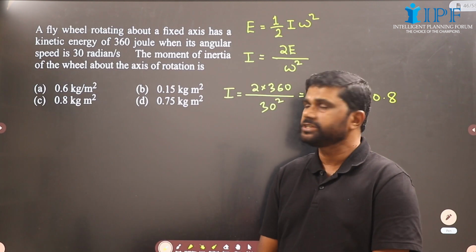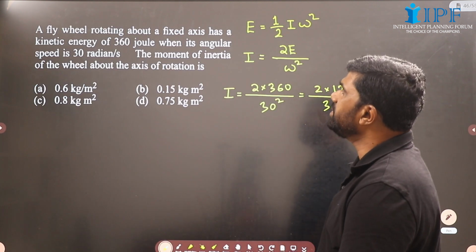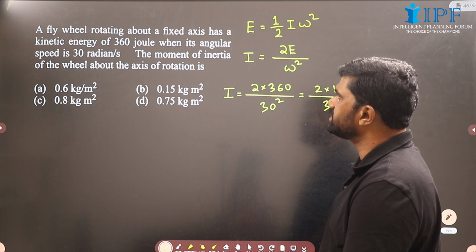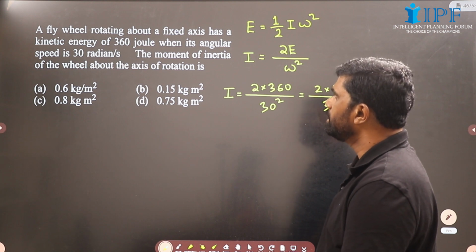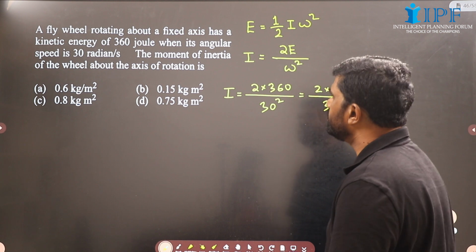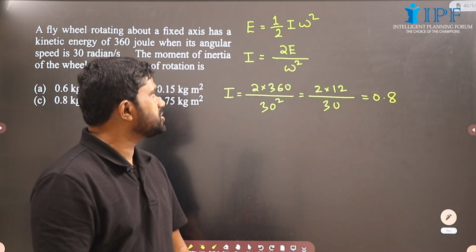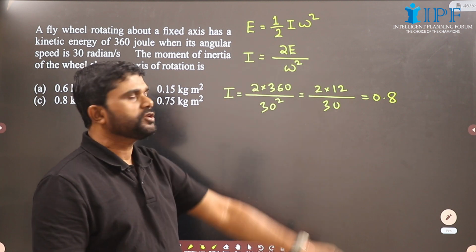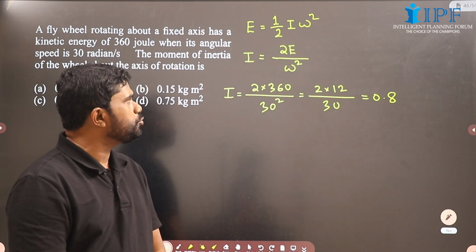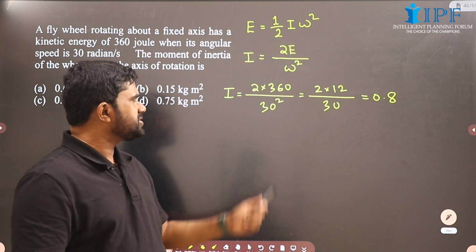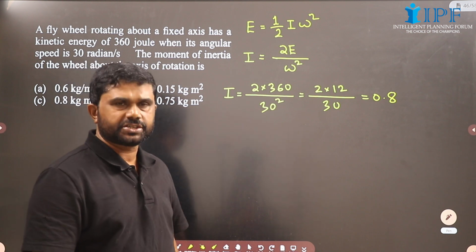Alright. Now let's see what we have next. A flywheel rotating about a fixed axis has a kinetic energy of 360 joule and its angular speed is given. Okay, we have to find the moment of inertia. See, the expression for rotational kinetic energy is E equal to half I omega square, and I will be 2E divided by omega square. Means it is 2 into 360 divided by 30 square.